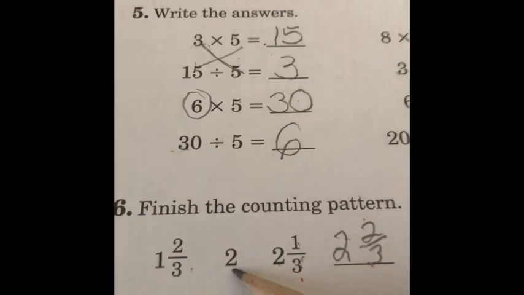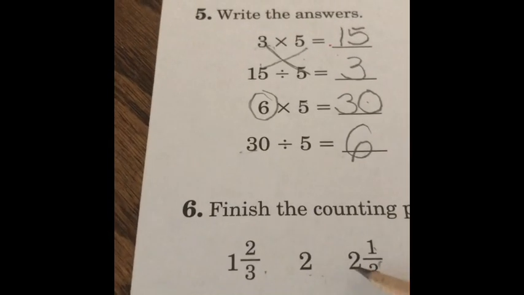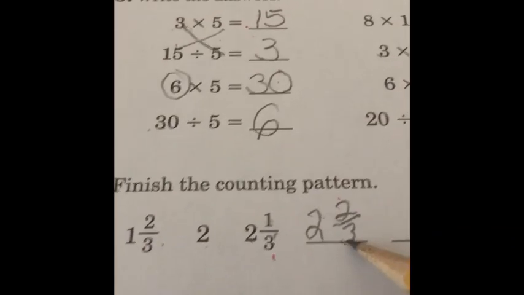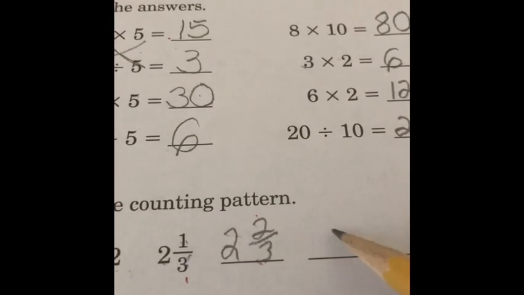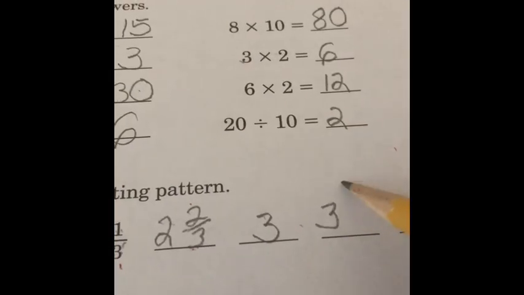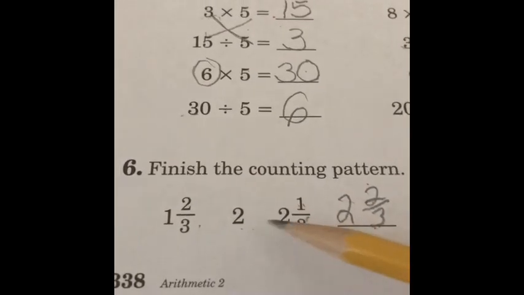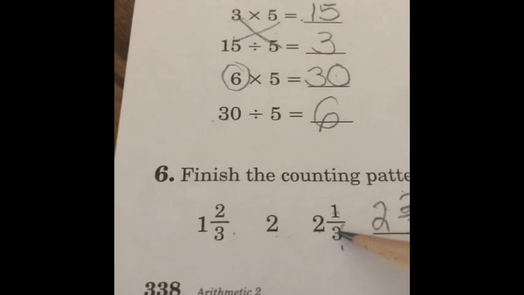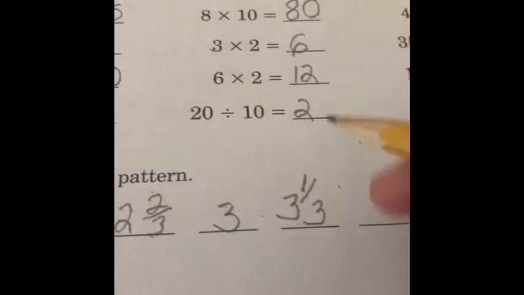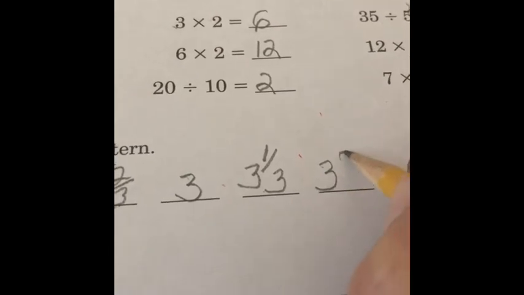Then I have 2 and then 2 1/3. Then 2 2/3. Then I have 3. And I have 3 again. 3 1/3. Just like here in the beginning. 3 1/3. And after 3 1/3, I would have what? Yes, 3 2/3.